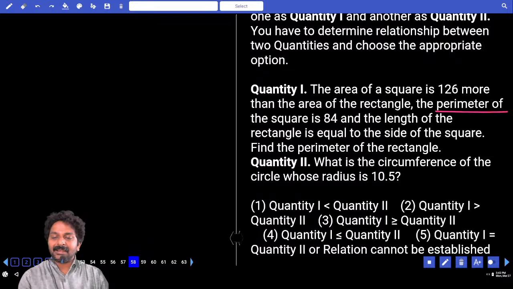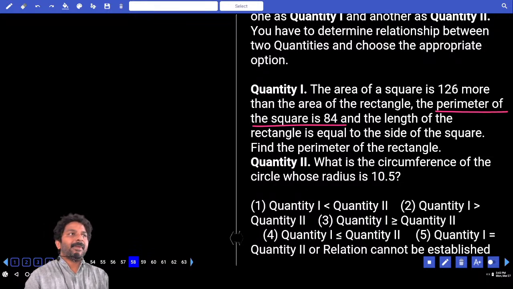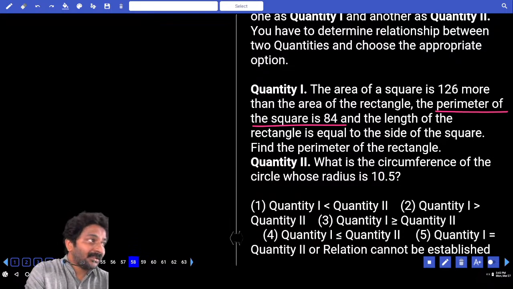The children are not talking. Perimeter is 84 for a square. Then what is the side? 20. See, if I see you not answering, I'll ask you to leave the class. There is no circus happening here, nor are we playing any movie here.